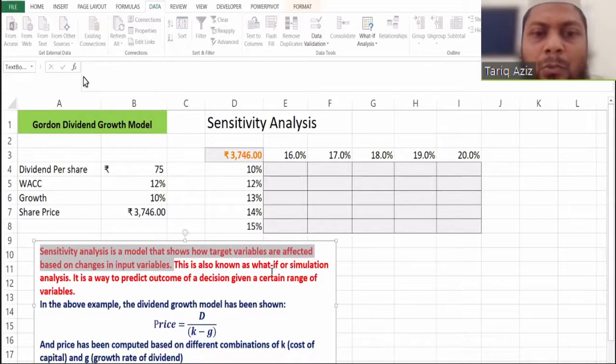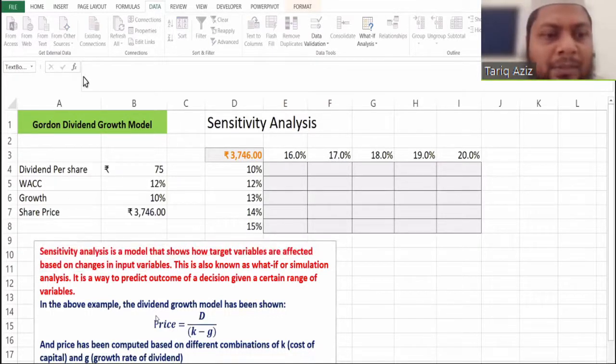This is also known as what if analysis, and this is also known as simulation analysis or simply simulation. There are different versions of simulation, and this is a basic version of simulation. It is a way to predict the outcome of a decision given a certain range of variables. So I have taken this example from the area of finance.